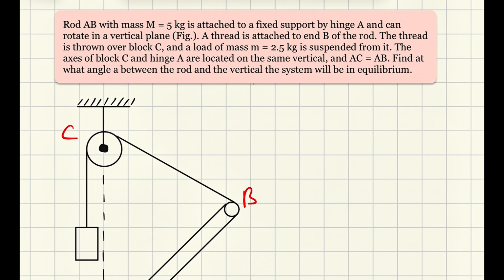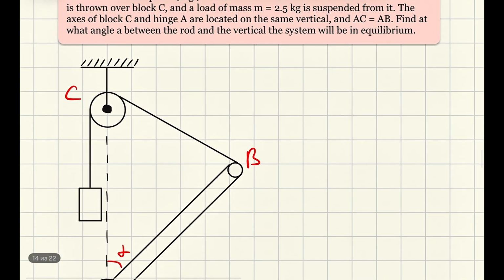The axes of block C and hinge A are located on the same vertical, and AC equals AB, which means their lengths are equal. Find at what angle alpha, this is alpha, between the rod and the vertical the system will be in equilibrium.